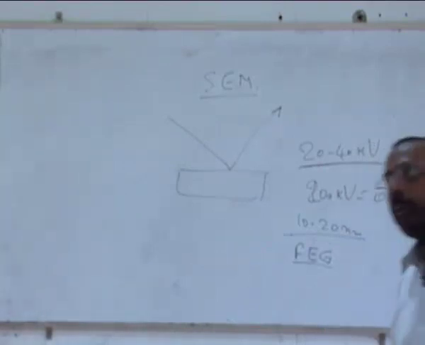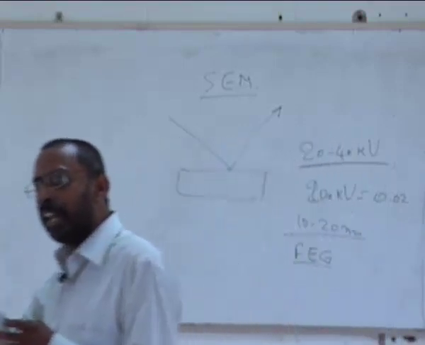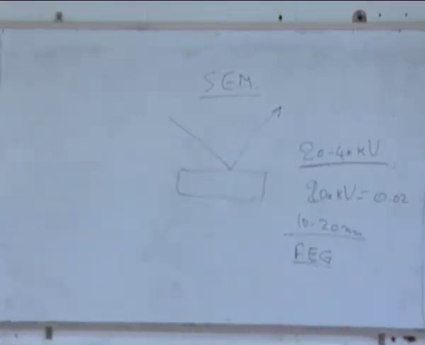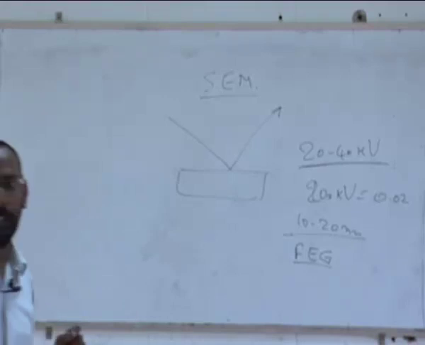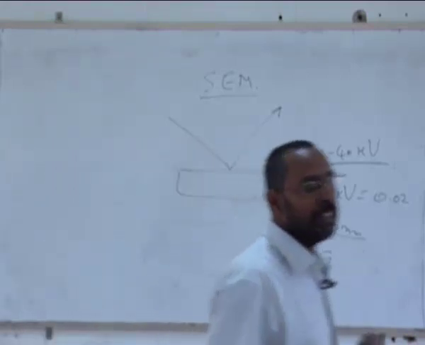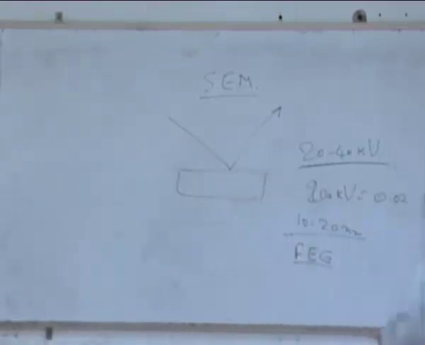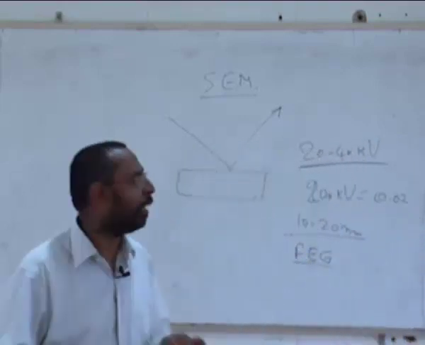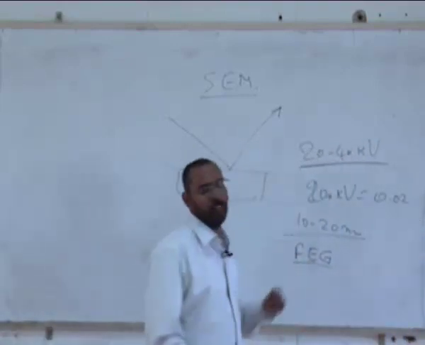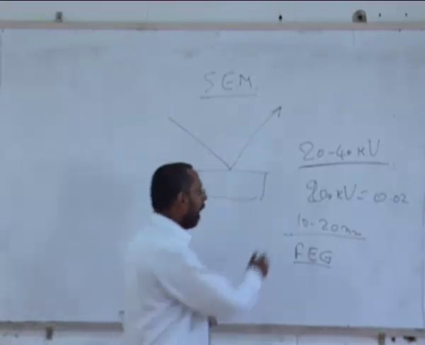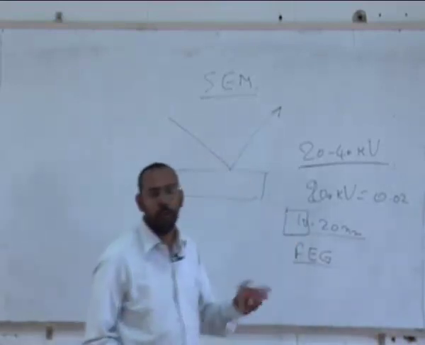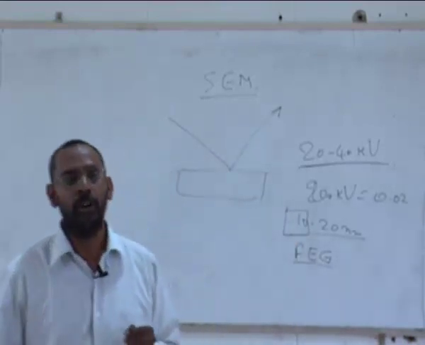Why do we call it a gun? Because it is shooting electrons, and that's why the term gun is used. So it is the field emission gun, where the electrons are generated by field emission. And if you use a field emission gun, then you can get a better resolution. And people are able to get resolutions even lower than 10 nanometers now.